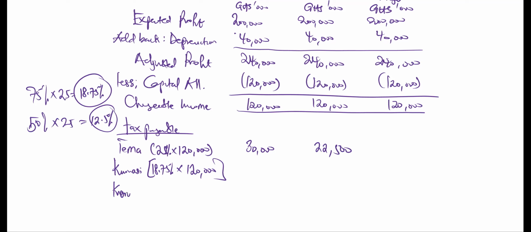Then Konongo. Konongo is not a regional capital, right? So that is what? 12.5% of the 120,000. How much will we end up paying? Half of it, right? 15,000.